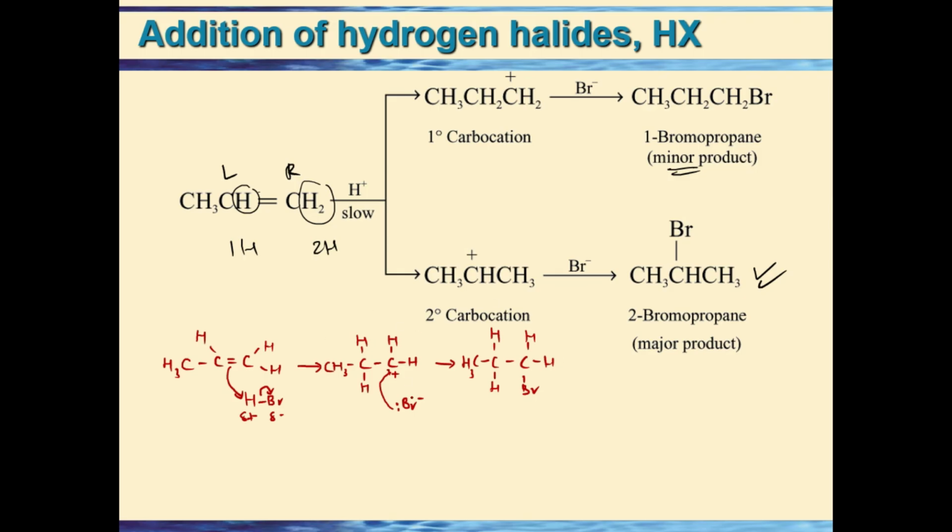Now let's look at the intermediate. In this intermediate, the positive carbon is bonded to only one alkyl group. So this intermediate is a primary carbocation.